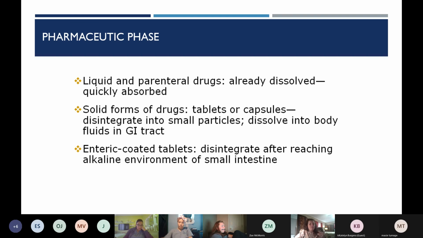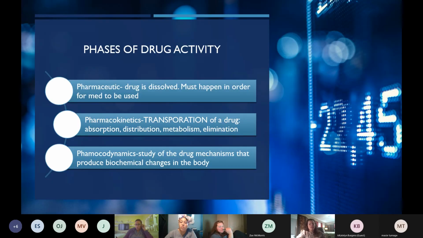So drugs can be, so y'all actually tell me, I'm going to go back. Type in the chat or tell me out loud some different forms of medication. Some different forms that meds come in. Somebody said liquid. Said oral. Capsules. Thank you. Okay, I'm seeing them in the chat.